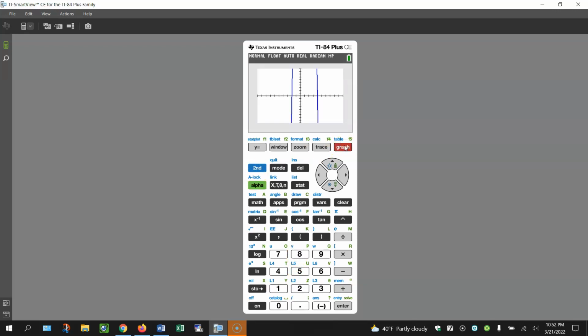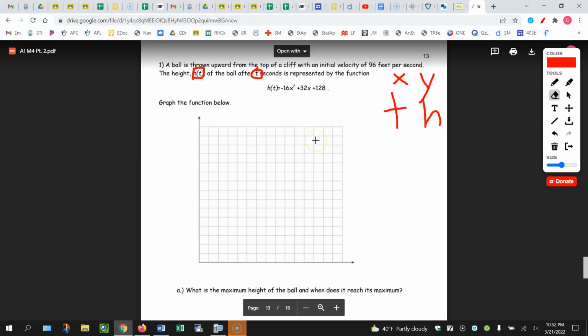Depending on your window, who knows what you're going to see. This is concave down, the vertex is up here. It goes up, comes back down. We're going to hone in on that in a minute.